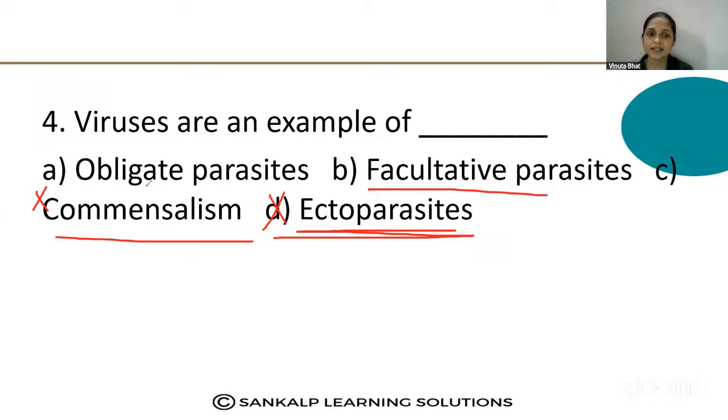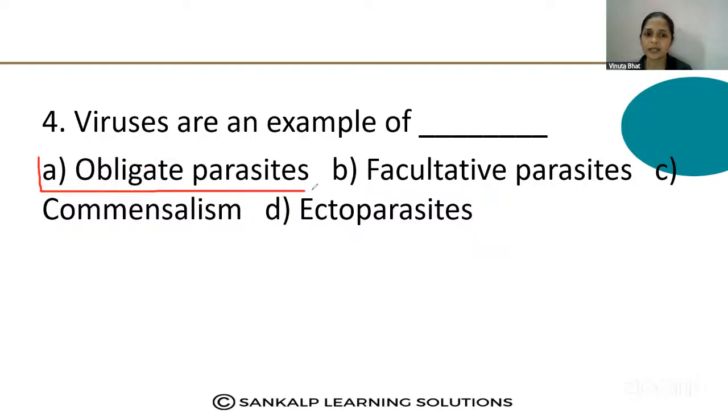Facultative parasites and the obligate parasites. Obligate parasites means the life cycle of the parasite completely takes place in the host body. So the complete reproduction of organisms, the complete life cycle takes place in the host body, that is the obligate parasite. So option A is the correct answer, that is obligate parasites.